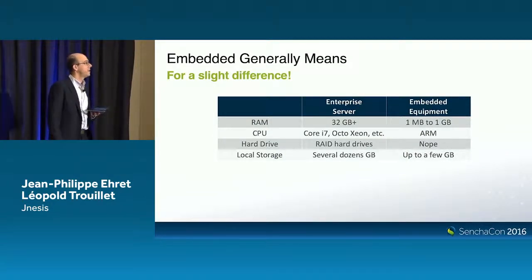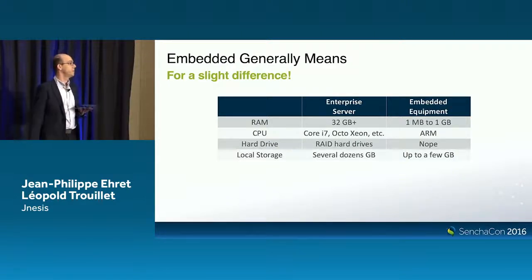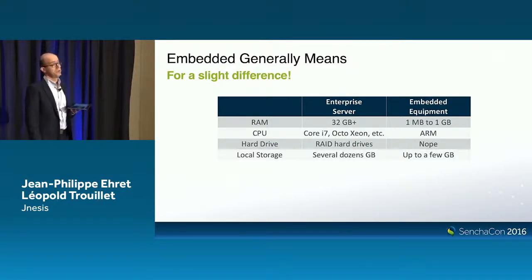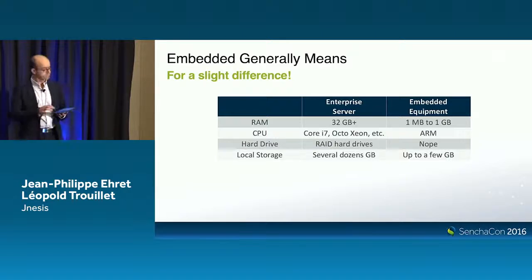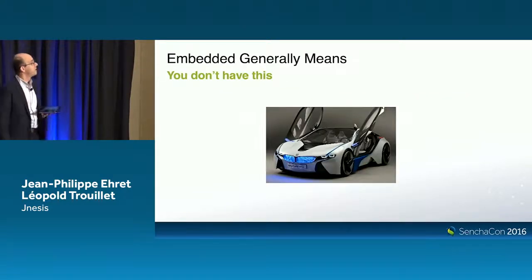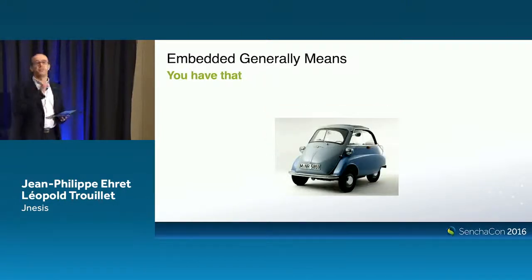You have very little RAM. But that's not the main problem, actually. Currently, that's not the main problem in the embedded world. The problem is more about the CPU. And of course, you do not have any hard drive. So if you want something reliable, you need to have duplicate devices. And the local storage is very little as well. So just to summarize, you do not have this car, and you mostly have this little toy.